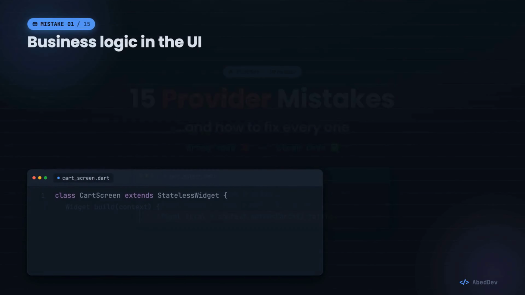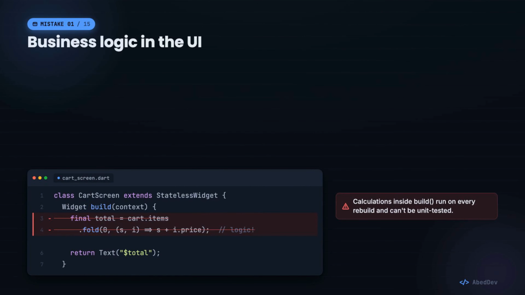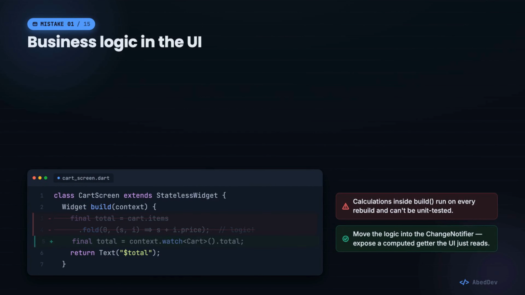Mistake number 1, putting business logic inside your UI. Here's a bad example. Inside the widget build method, we calculate the total price by looping over items. Looks fine, but now your UI is doing the job of your provider. The problem? It's harder to test, UI rebuilds trigger unnecessary calculations, and logic spreads everywhere.